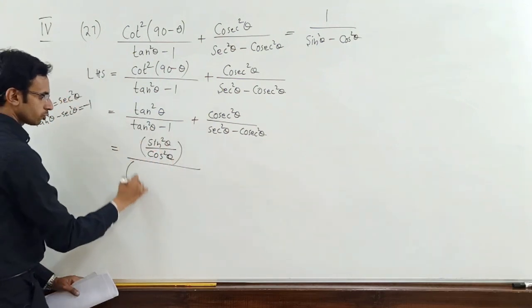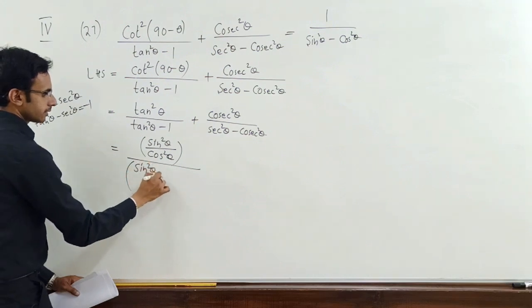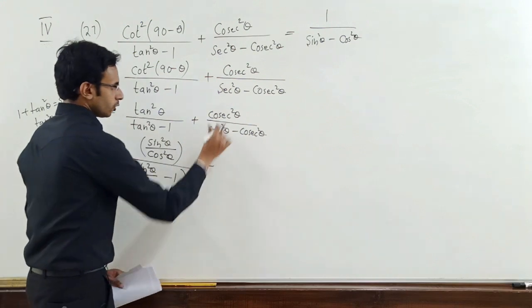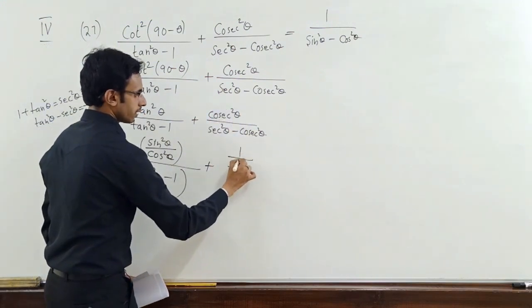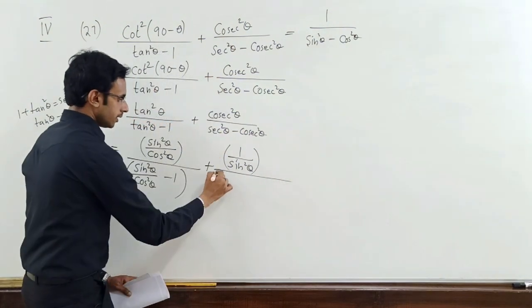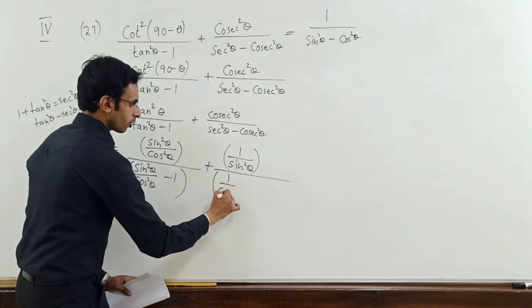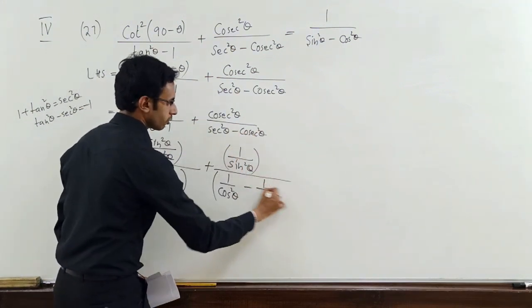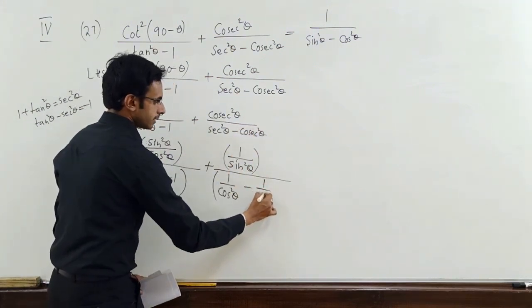Similarly in the denominator also, tan square theta can be written as sine square theta divided by cos square theta, minus 1. Cosecant is the reciprocal of sine, so we are converting in terms of sine and cos. So the numerator will be 1 by sine square theta. In the denominator, secant is 1 by cos square theta. Super hexagon, if you have noticed the video, you would have remembered all this. Cosecant is 1 by sine square theta.